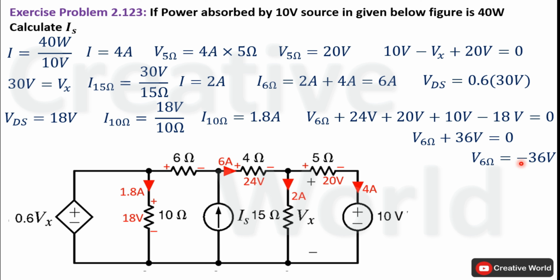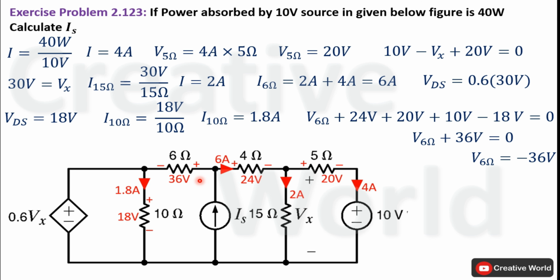Here minus sign along with the value of voltage is indicating that we have taken wrong direction of current through this closed loop. The actual direction of current inside this closed loop is counterclockwise. So we will modify this polarity notation across this 6 ohm resistance according to counterclockwise direction of current. Now we can calculate current through this 6 ohm resistance because voltage across it is known. So the value of current will be 36 volt divided by 6 ohm. It will become 6 ampere.